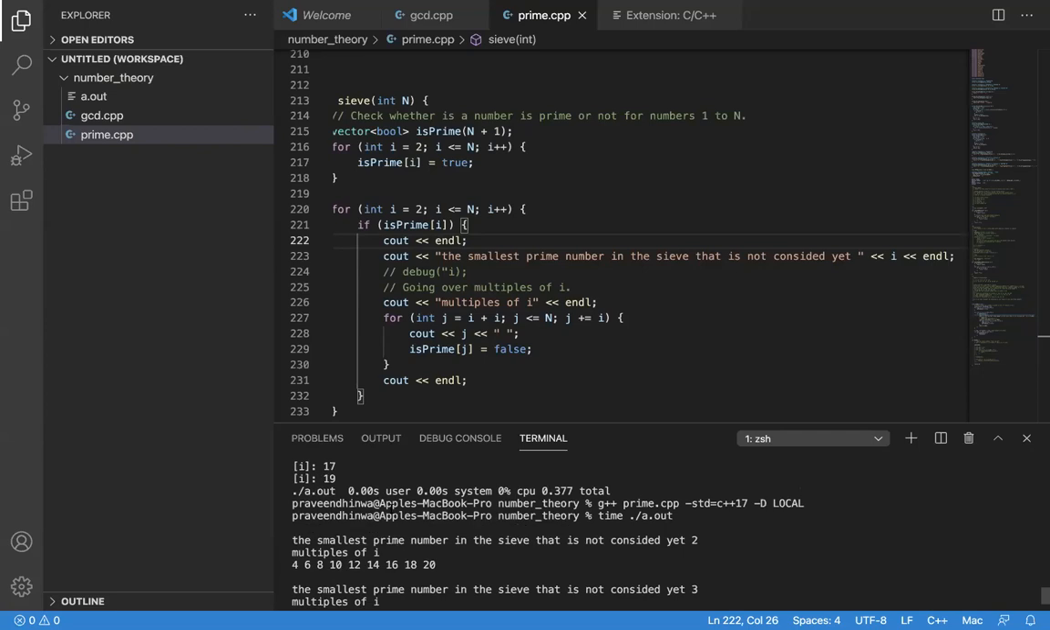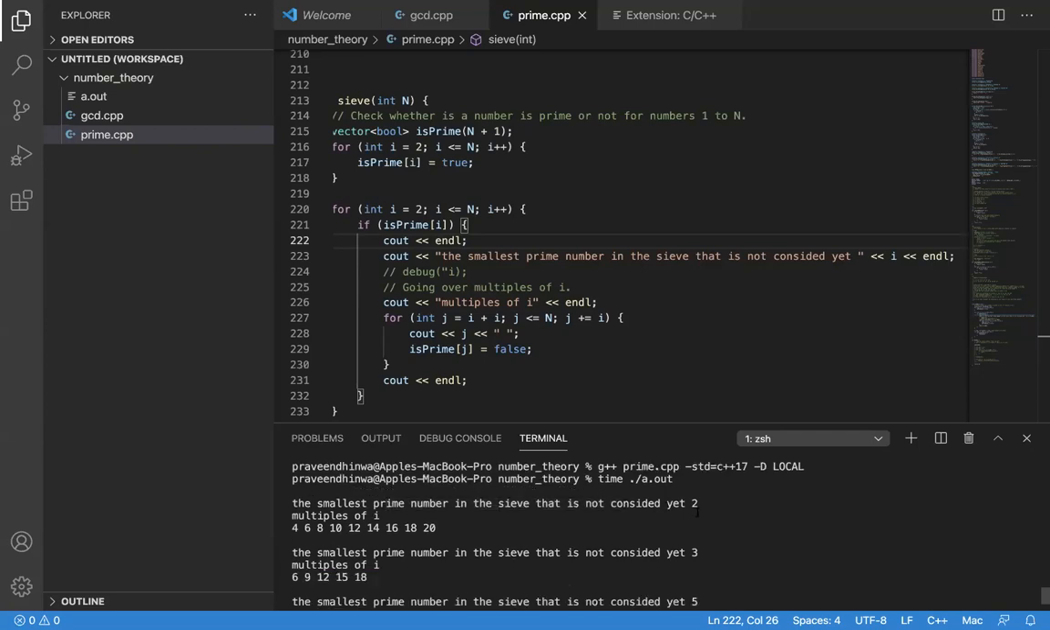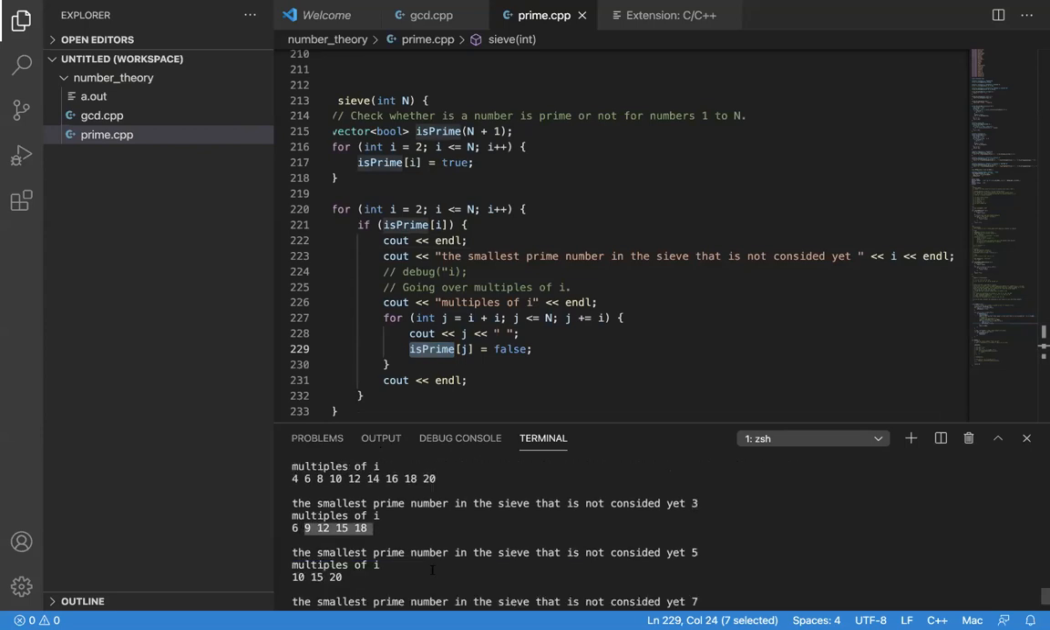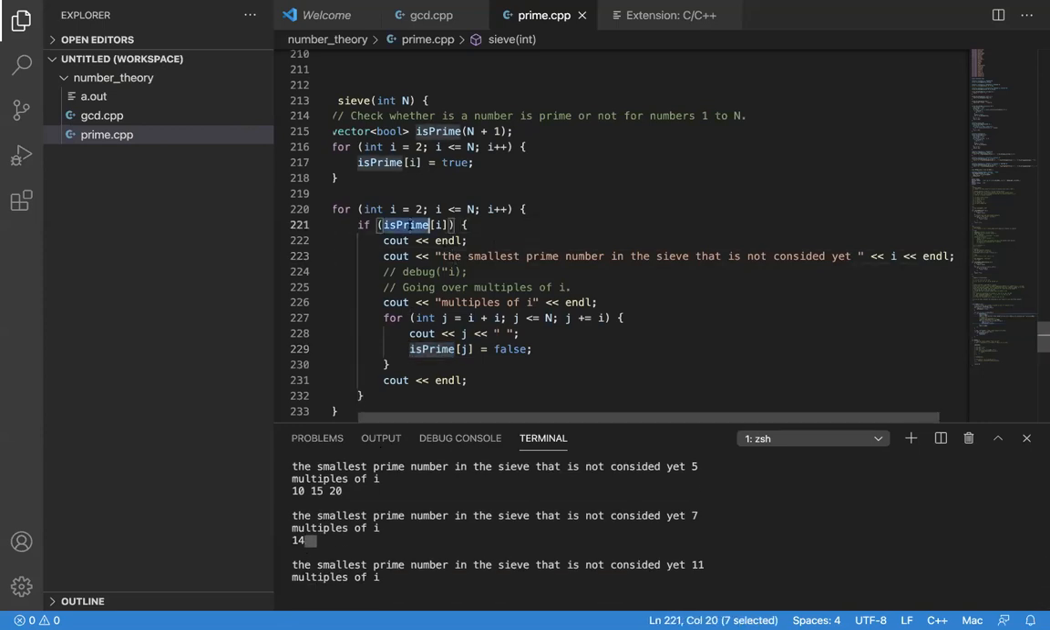So in the first step, the smallest number that is not considered yet is 2. So 2 is a prime. So I am going over all multiples of 2, which are larger than 2: 4, 6, 8 till 20. And I'm saying they are not prime. Now I'm going over all multiples of 3 and saying 6, 9, 12, 15, they are not prime. Then I'm going over multiples of 5 and saying they are not prime. Then I'm going over multiples of 7, saying they are not prime. So I will iterate over all the numbers that are part of my sieve and will remove the multiples of the smallest number that is not considered.